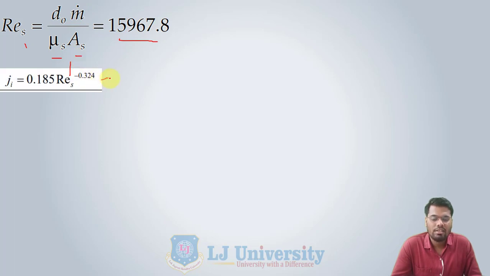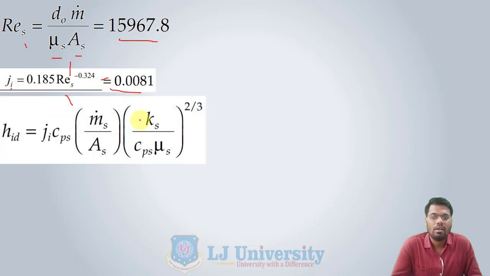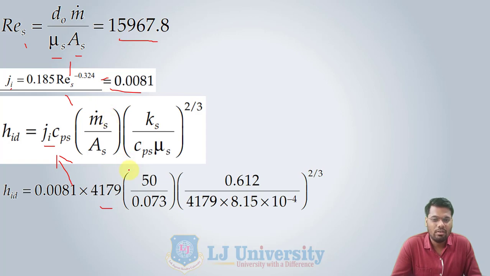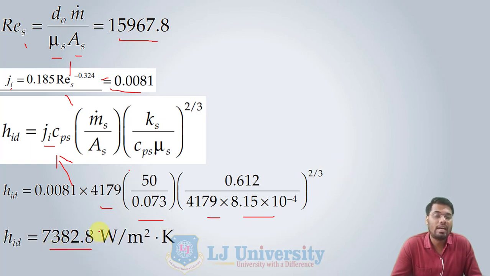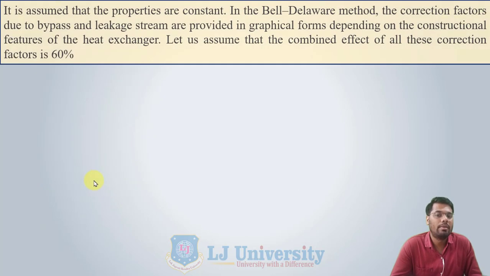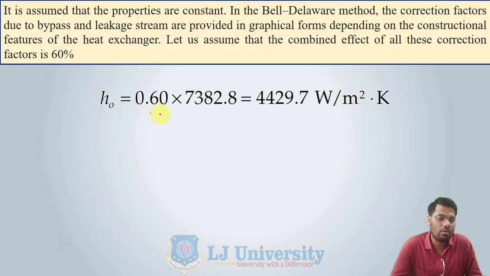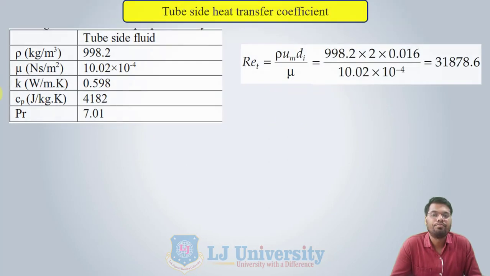Now we have this relation. Putting the value of Reynolds number in this equation, we can get the value of this j factor. Now using this correlation, putting the value of j factor in this equation, specific heat we know, mass flow rate we know, the free flow area we found is 0.073. This is conductivity, this is specific heat, and this is the viscosity which is given in the question. So we will get 7382.8. This is the ideal heat transfer coefficient. Now we have to multiply it by 60%, that is 0.60. So this is the shell side heat transfer coefficient according to the Bell-Delaware method.